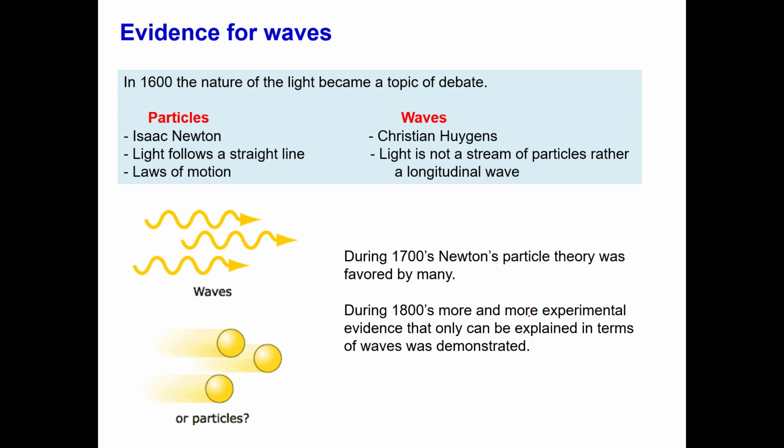During the 1700s, Newton's theory was favored, but what happened is in the 1800s there was more and more experimental evidence that can be explained only if they consider the light as a wave. Yes. Then now let's study what was that experimental evidence that can be explained only if the light is a wave.